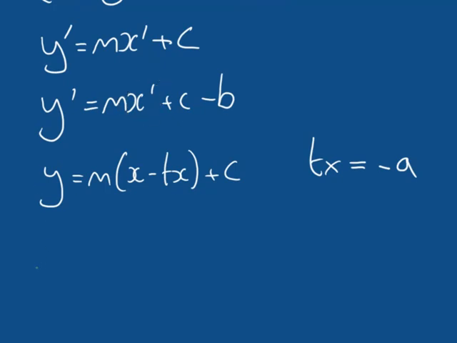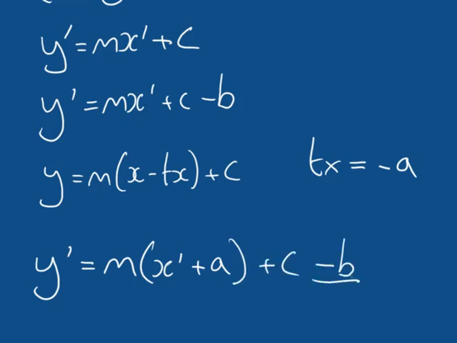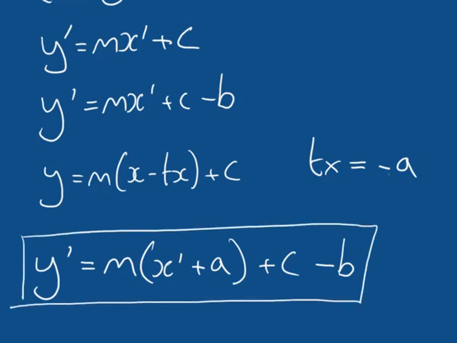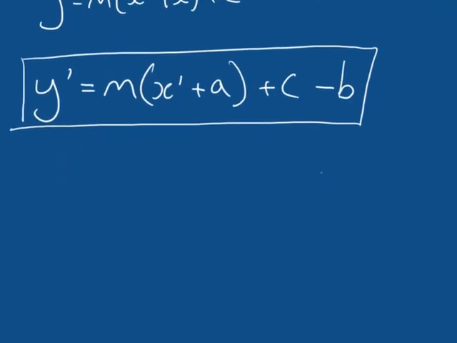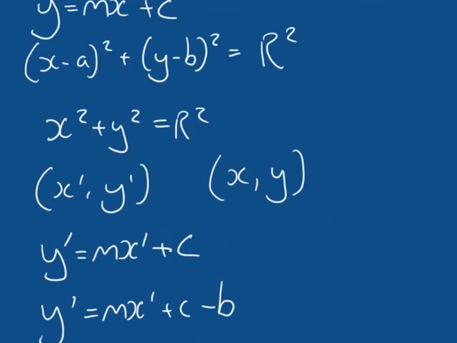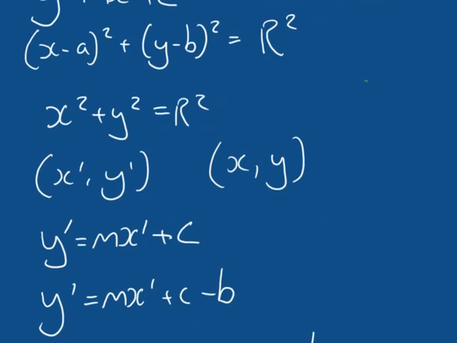So our fully transformed line becomes y dash is equal to m x dash plus a, so our translation of minus a in x, plus c minus b, our translation of minus b in y. This is the transformed version of our line y is equal to mx plus c. So what will you notice about this? Well, firstly, because it's the transformed version of our line equation, we can now intersect it with our simple circle equation.